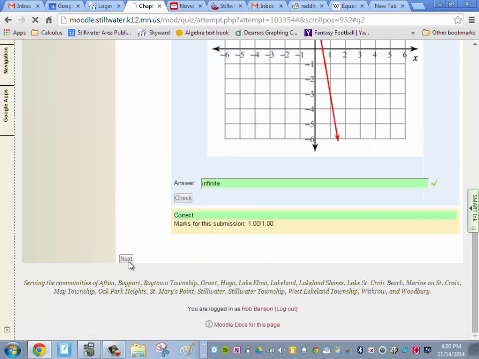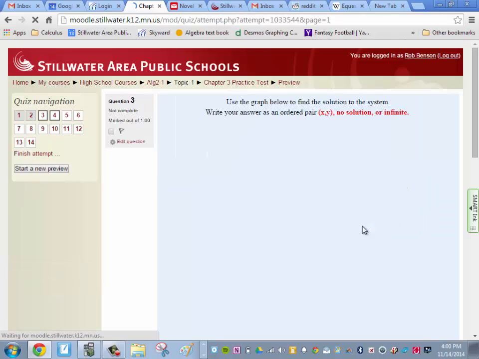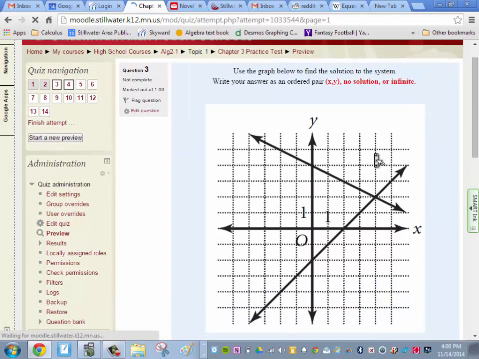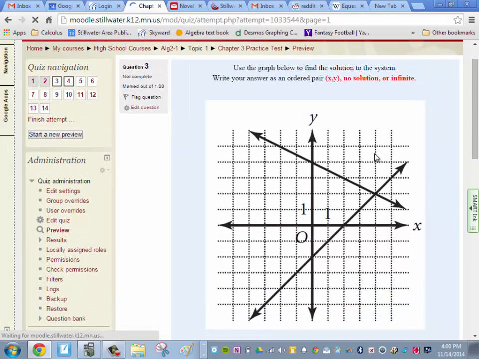Next page. Okay, use the graph below to find the solutions to the system. Write your answer as an ordered pair. Okay, in this situation, are these 2 graphs crossing? You bet they are. And the solution to where 2 graphs cross is right where, well, I just gave it away. It's right where they cross. So we just have to figure out what that point is.